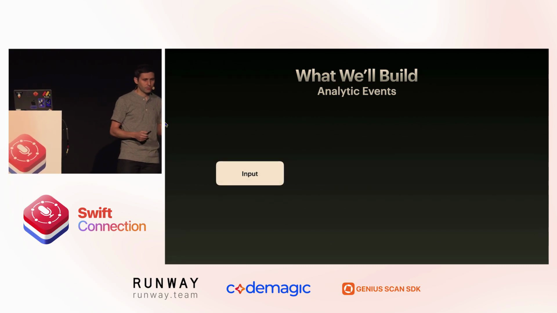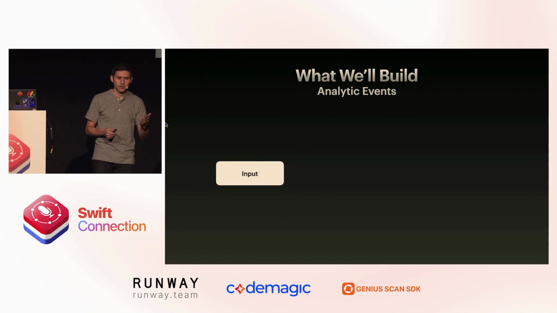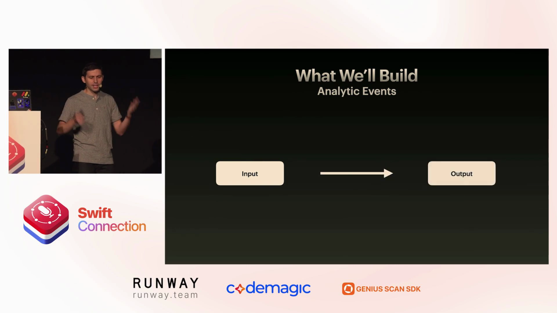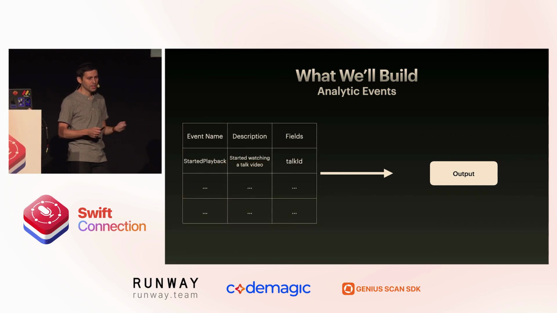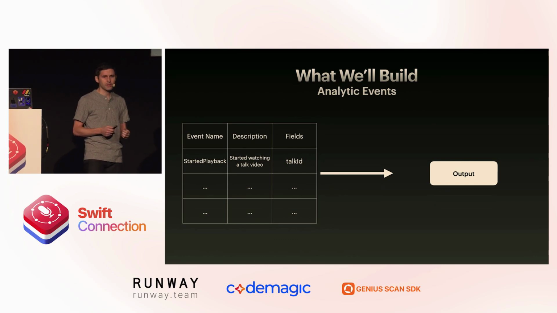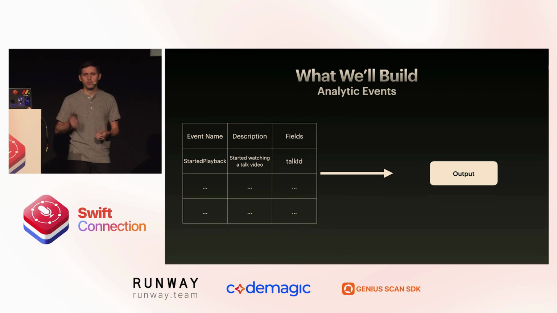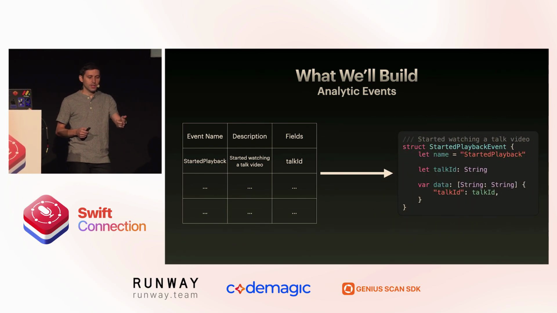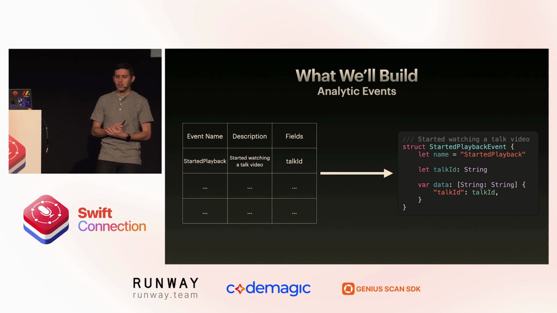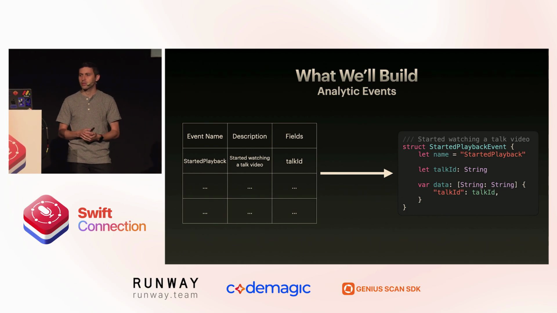So usually for this, there's an input, and most CLI tools receive an input and produce an output. In this case, the input is going to be a table of events. You might have this in a spreadsheet somewhere. In our case, we're just going to have this as a markdown file locally, just for the example, and you're going to convert this into typed events, typed structs, and these structs can be used in your code base.